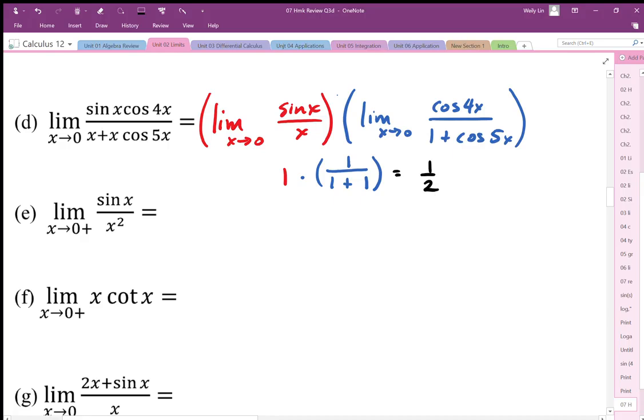So when I graph this, I should see that as it goes through 0, it's undefined at 0, but it's going through the point y equals 1/2.